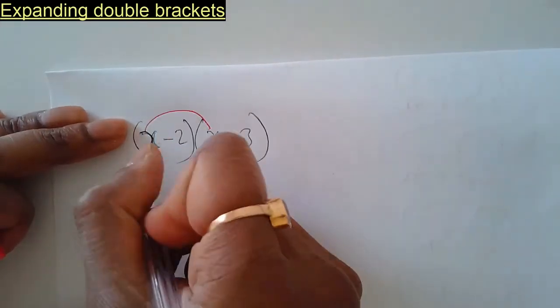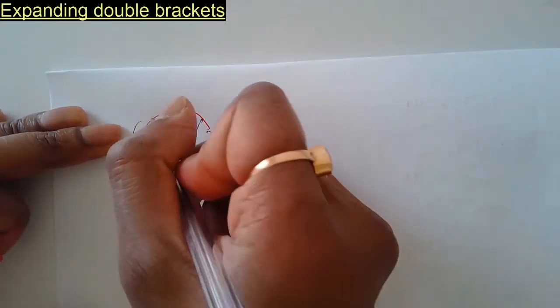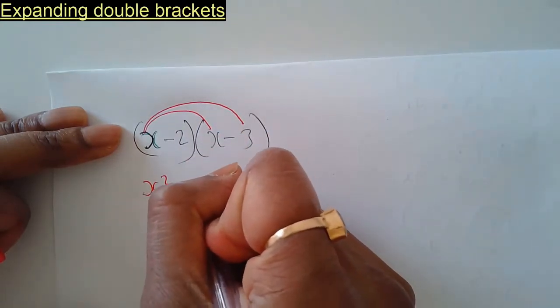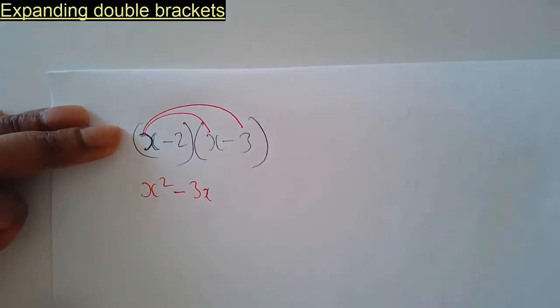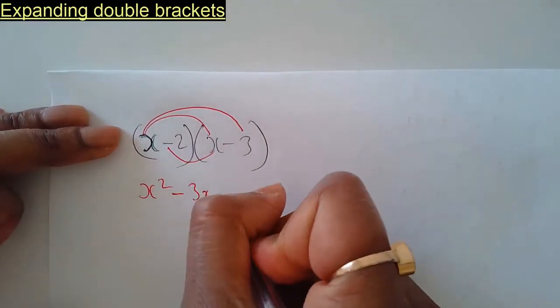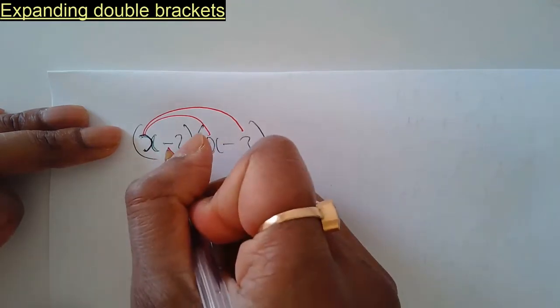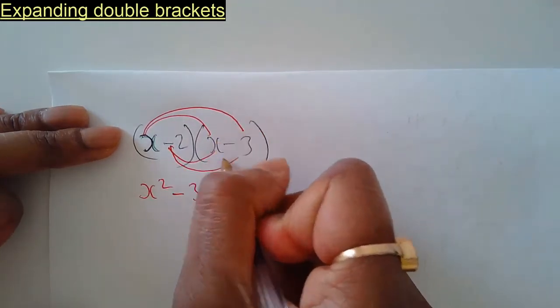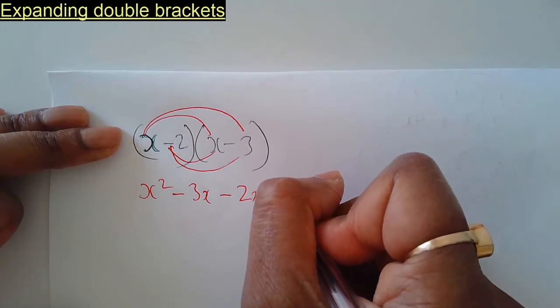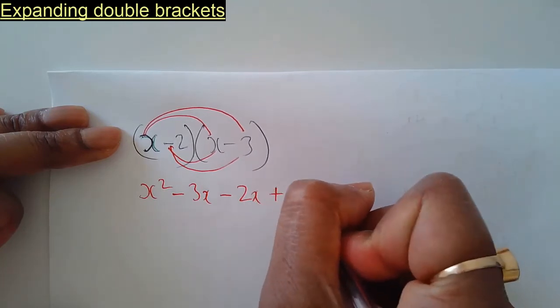X times x, x squared. X times negative 3, negative 3x. We've got negative 2 times x, negative 2x. And then negative 2 times negative 3. Well, you're multiplying 2 negatives. That'll make a positive. Positive 6.